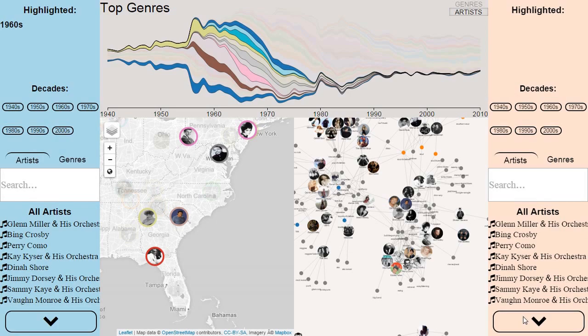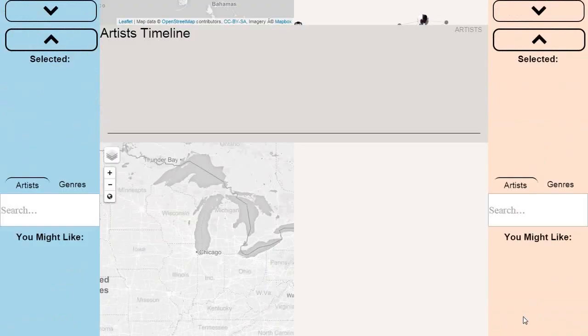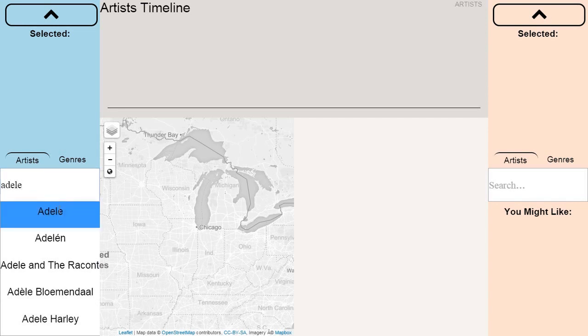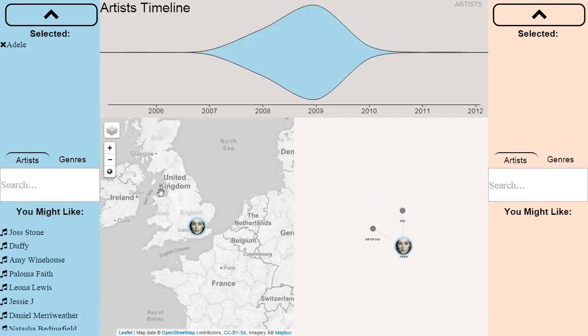The best part of this application is actually the Explore part, which can be accessed by clicking on the bottom arrows in the user interface. This is a blank interface that can be used by both users to share their preferences. For instance, suppose that the left user, the blue one, loves Adele.